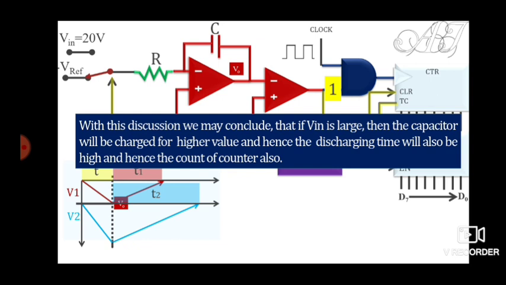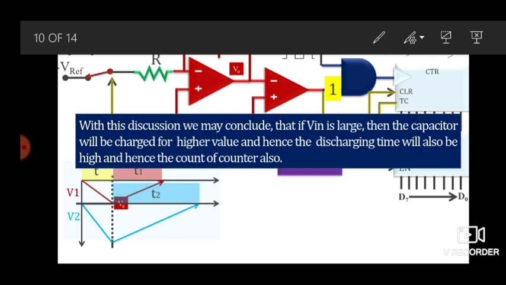Okay, so I hope that you have understood this. This 20 volt in Vin is written by mistake.